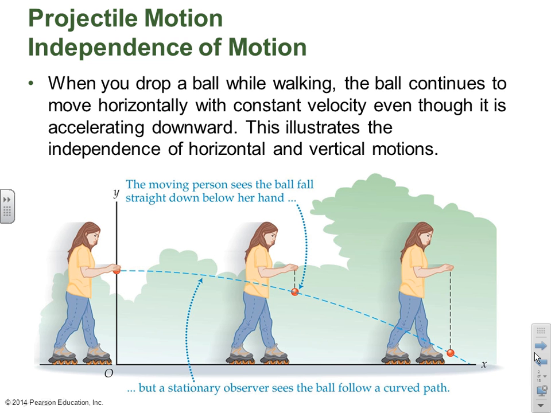Like it says up at the top, independence of motion. It's a key idea when we're looking to analyze two-dimensional motion. The fact that it can be doing two things at the same time, and those two things are independent of one another. They occur simultaneously. They occur at the same time, but they are completely independent of one another. One does not affect the other one.